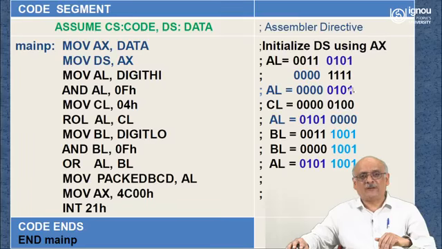Okay, 1 with 1, 1, 1, 1. You can try it out. It's very simple then. Okay, and now we have the BL register with 0001 0001, and the AL register with 0100 0101, and all 4 zeros over here. So, if we simply OR AL and BL, what will I get?